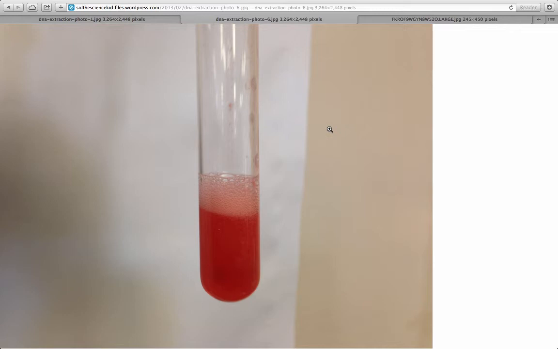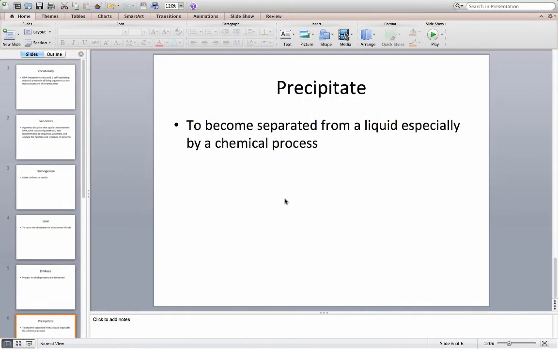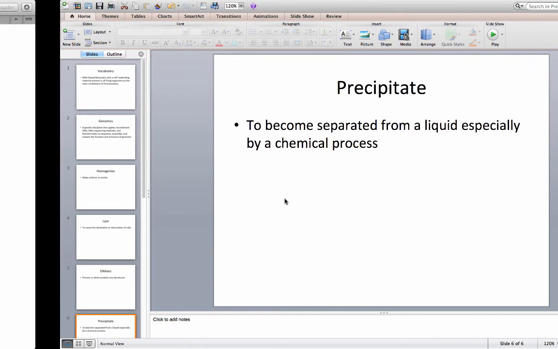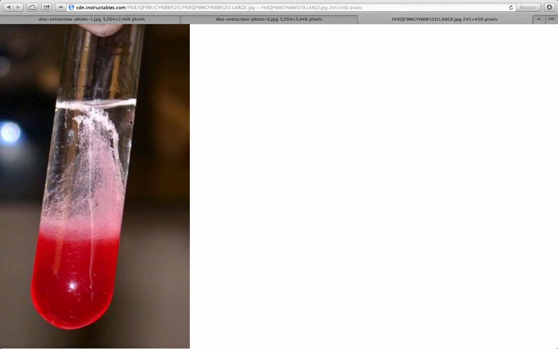And then this solution that you see is the strawberries after they were broken down, we added the dish soap and salt, and they were lysed, and now we're ready to separate the mixture with ethanol and pull out the DNA. So the precipitate is to become separated from a liquid, especially by a chemical process. In this case, our precipitate is the DNA, and the way we're pulling it out is with ethanol, and it layers like oil and water would.